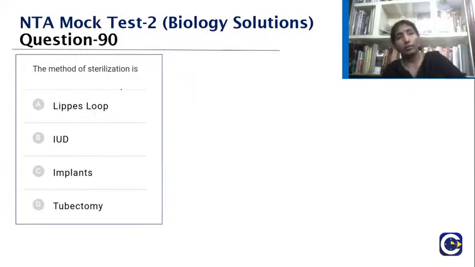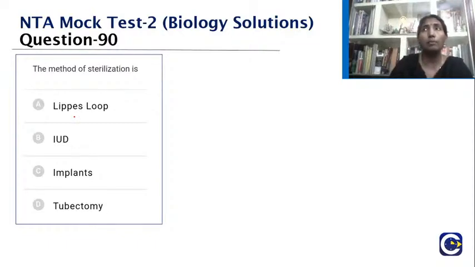Coming to the last question of the day: the method of sterilization is Lippes loop, IUD, implants or tubectomy. When it comes to female contraception, we have temporary measures and permanent measures. A temporary measure is reversible: once a female stops using it, she can get pregnant again. But with a permanent method like sterilization, reversal is not easy; many reconstructive surgeries are available, but the success rate is not that great.